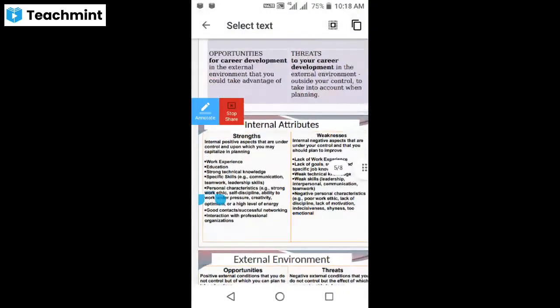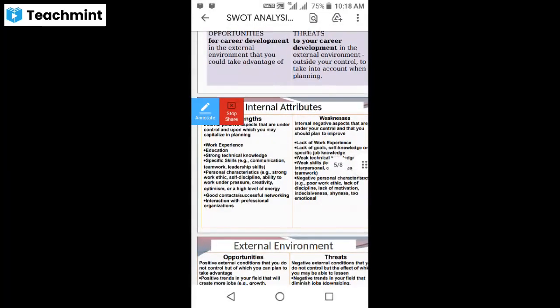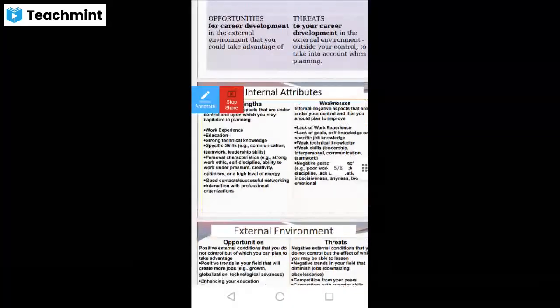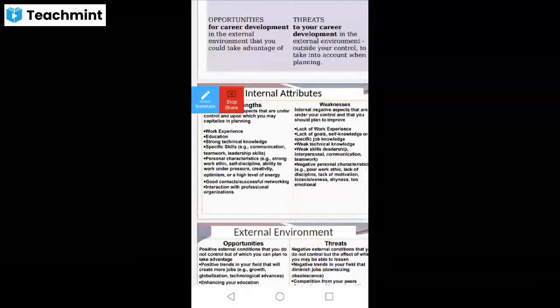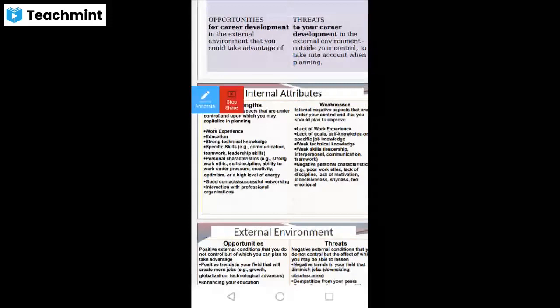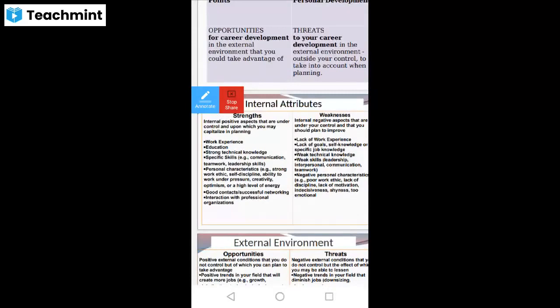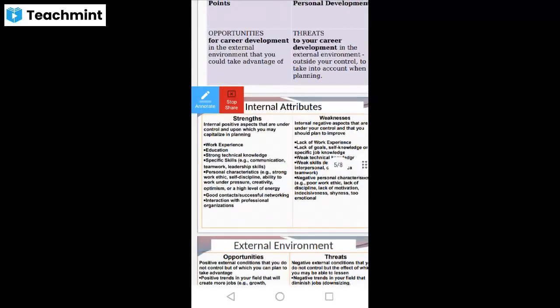Education. Sometimes your education may be good, that is required. Strong technical knowledge, specific skills like communication, teamwork, leadership skills, personal characteristics, work ethic, self-discipline, ability to work under pressure, creativity, optimism, or a high level of energy, good contacts, successful networking, interaction with personal organization.